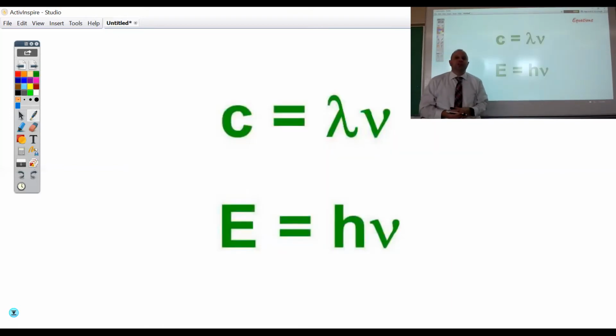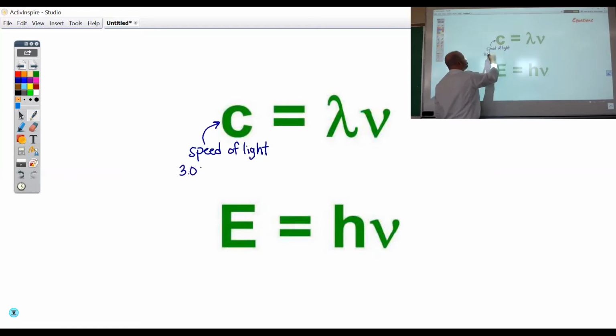There are two different equations that we will use when we calculate the amounts of energy, the frequency, or the wavelength of these different photons. The first equation, c equals lambda nu, we'll talk about the relationship between the speed of light, which we're going to say is 3.00 times 10 to the 8th meters per second.